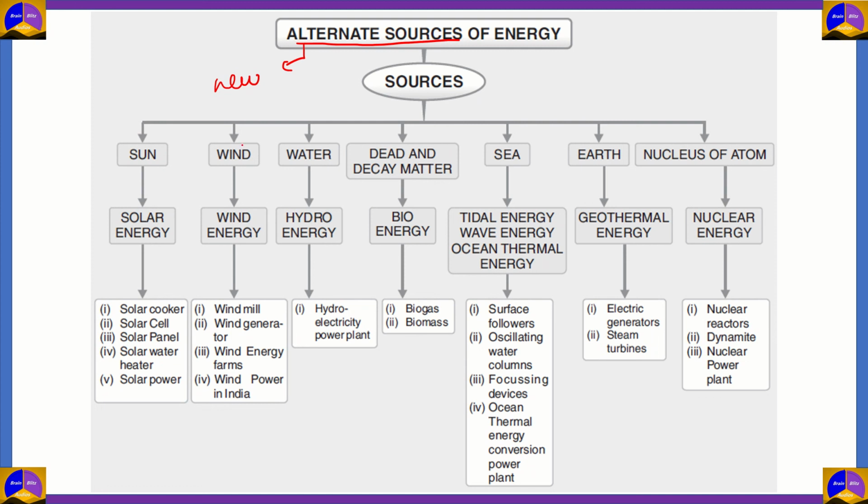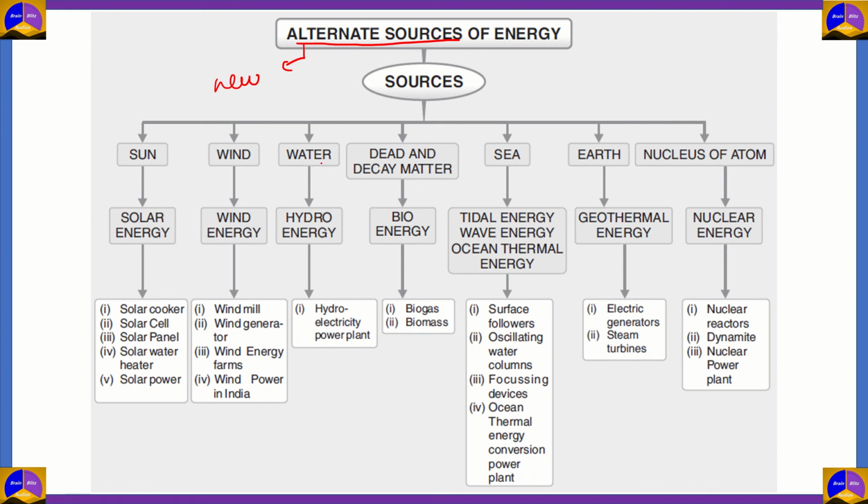When we look at wind, we use the kinetic energy of the wind to form electricity and to grind stuff such as corn as well as grains. So windmills were earlier used to grind corn or draw up water from wells. Wind generators use the kinetic energy of the wind to convert it to electricity, and these are usually found in wind energy farms in a lot of places around the world. We also have these farms in India, especially in Tamil Nadu.